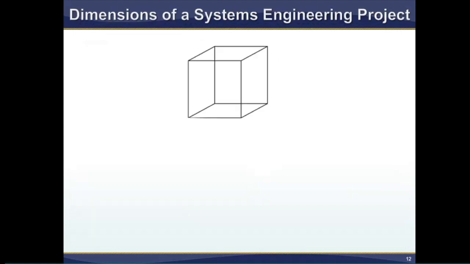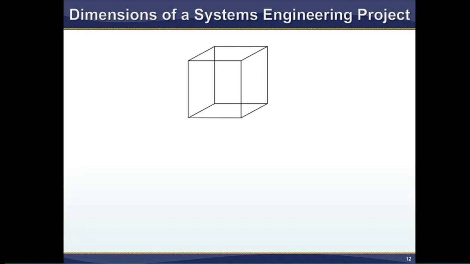So when you think about systems engineering, before we can think about model-based systems engineering, we really have to think about, well, what are the dimensions of a systems engineering project? So consider this cube here, this simple cube, as being a system, right? And this cube has some characteristics and attributes that apply directly to systems engineering and should give us pause when we start thinking about model-based systems engineering.